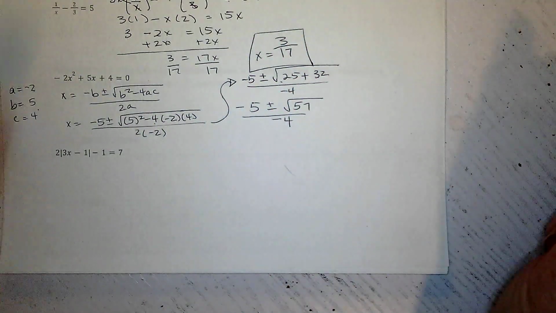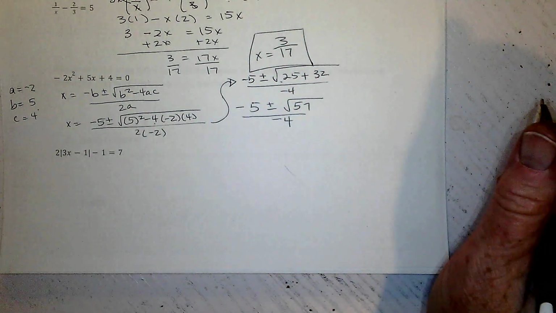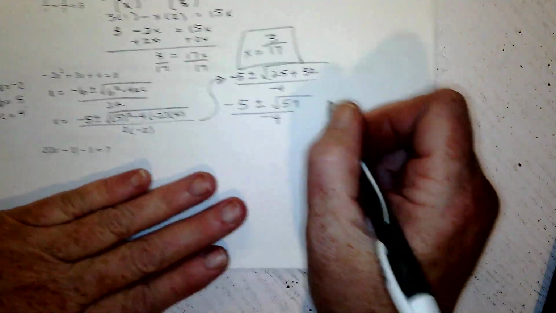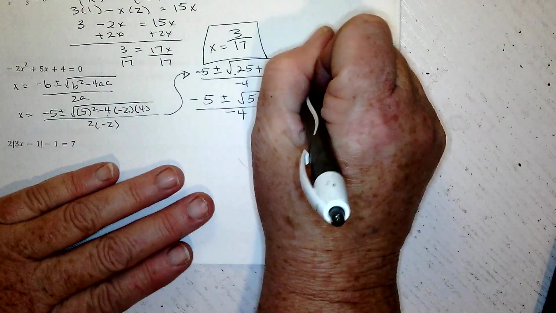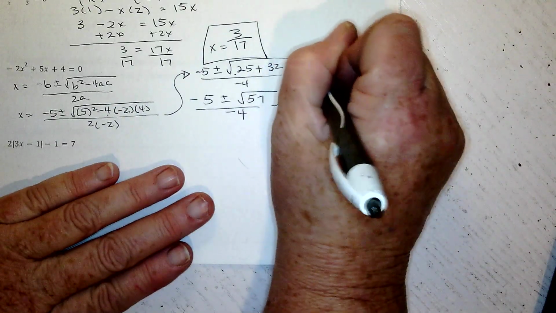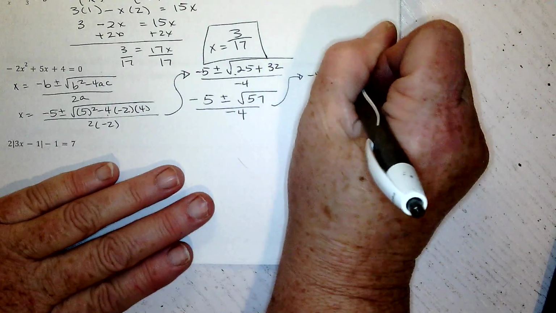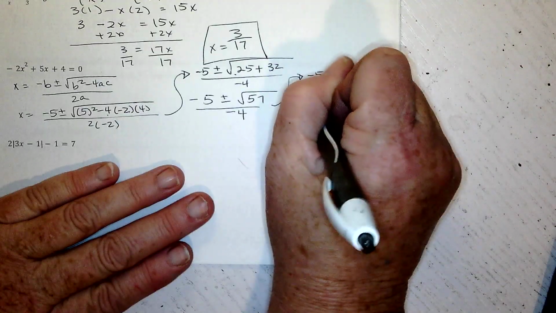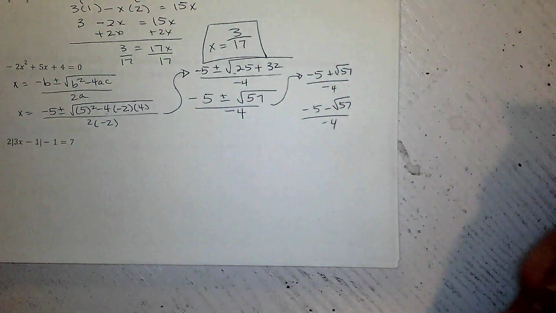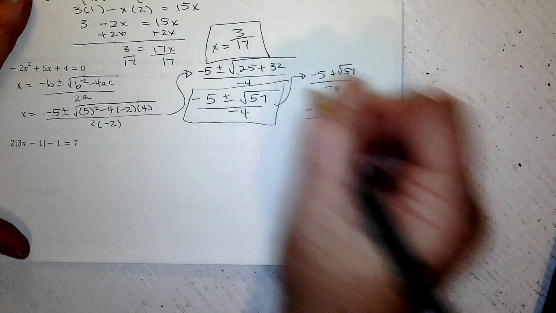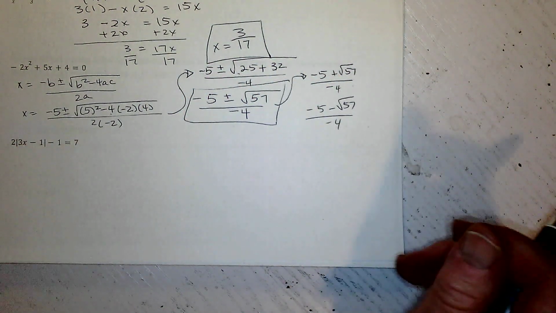You know what? I would actually accept that right there because, I mean, what else are you going to do? The only other thing you can do is break it up. You'll have negative 5 plus square root of 57 over negative 4, and negative 5 minus square root of 57 over negative 4. You can put it in the calculator, but honestly, this is 2 answers right there. All right.